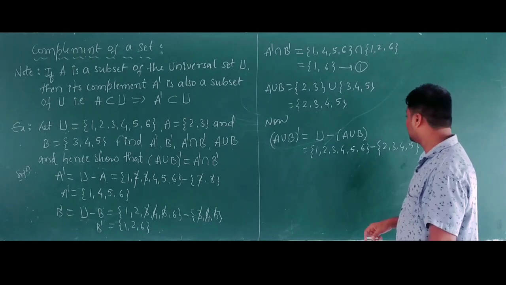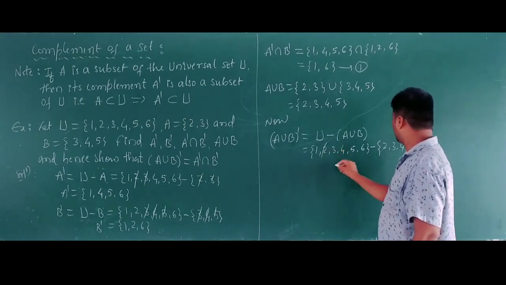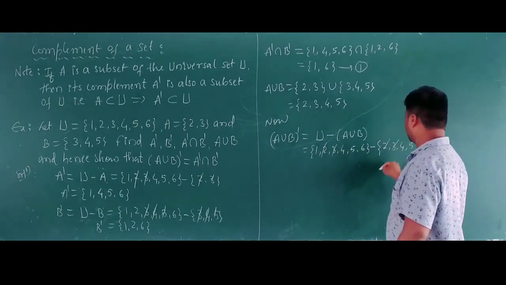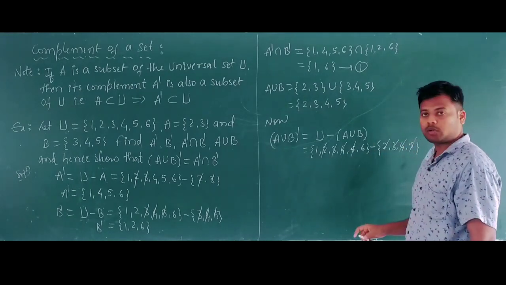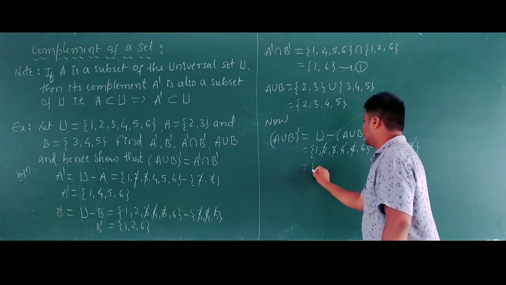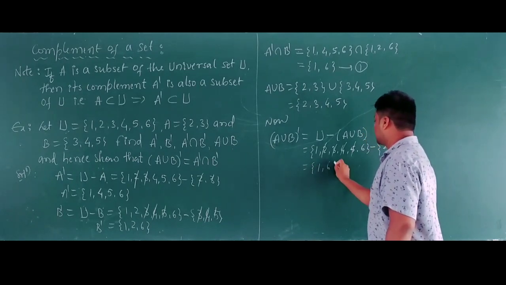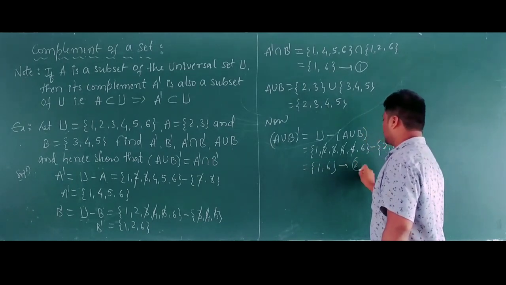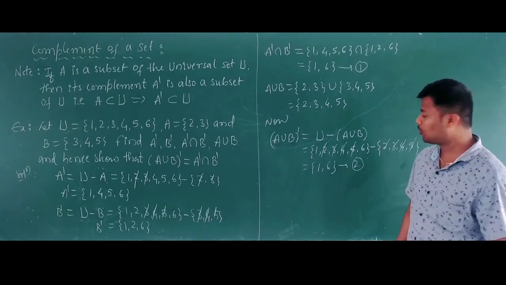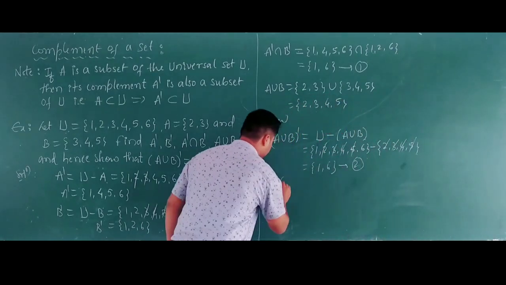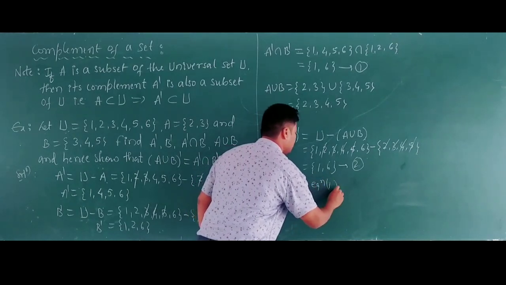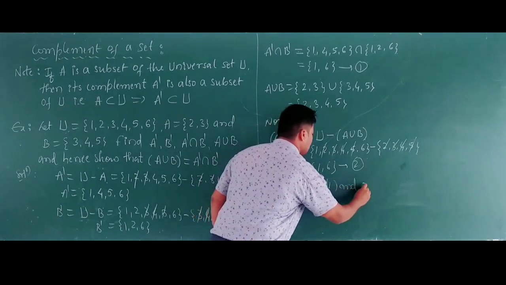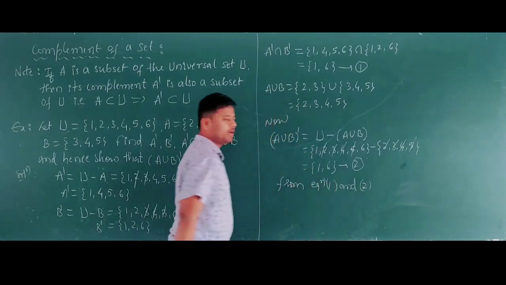Cancel the common elements: 2, 2, 3, 3, 4, 4, 5, 5. So what are the remaining elements? In the first set, 1 and 6. Call it equation 2. From equations 1 and 2.